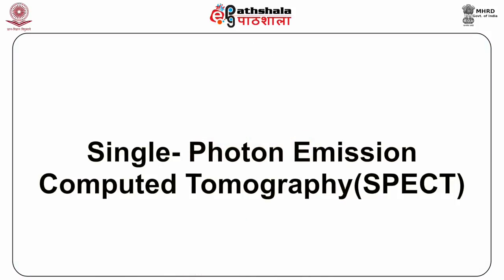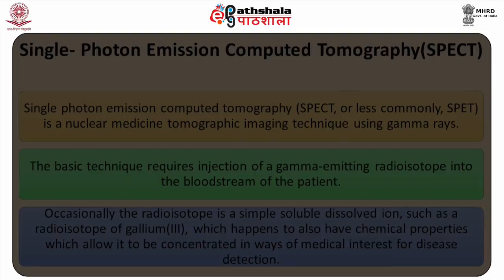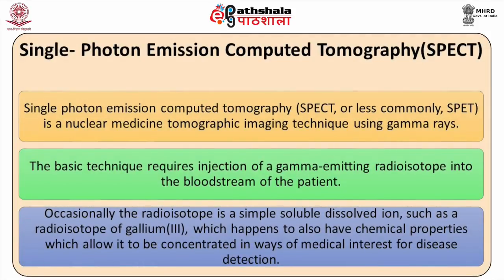Single photon emission computed tomography, also known as SPECT. Single photon emission computed tomography, or less commonly SPET, is a nuclear medicine tomographic imaging technique using gamma rays. The basic technique requires injection of the gamma-emitting radioisotope, also called radionuclide, into the bloodstream of the patient.